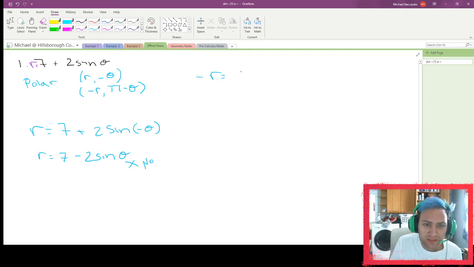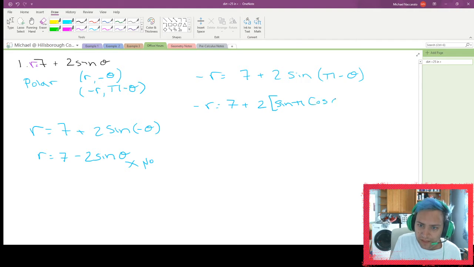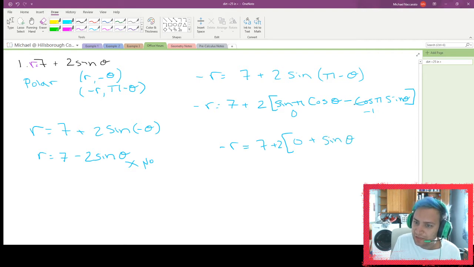Negative r equals 7 plus 2 sine of pi minus theta. So again, we'll do our difference formula here. So I end up with 7 plus 2 on the outside, sine of pi cosine of theta, minus cosine of pi sine of theta. And these are the same numbers as last time, so we know what happens here. We know that sine of pi is 0. We know that cosine of pi is negative 1. And then when I work that out, 7 plus 2, this first part's going to become 0. And then I've got minus a negative sine of theta, so it becomes plus sine of theta. Again, because this becomes negative 1, negative 1 becomes positive 1, and we have positive 1 sine of theta.